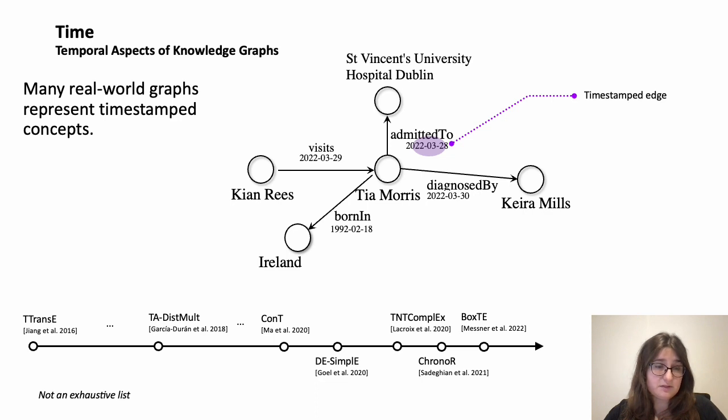There is a continuous line of research in this direction, and many papers have been published in the last few years, starting from TTransE in 2016, through TA-DistMult, ConT, DE-SimplE, TNTComplEx, ChronoR, and BoxTE, which were published recently. This is by no means an exhaustive list, and the field is growing very quickly. So this is just to give you an overview of what the temporal aspect of knowledge graphs is.